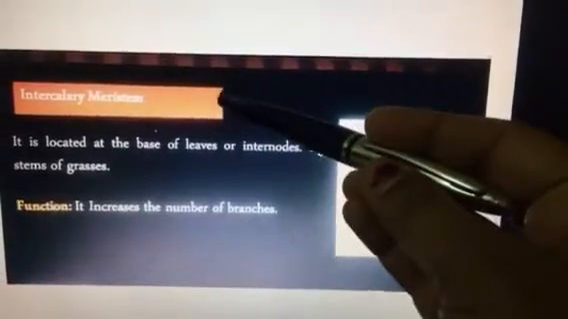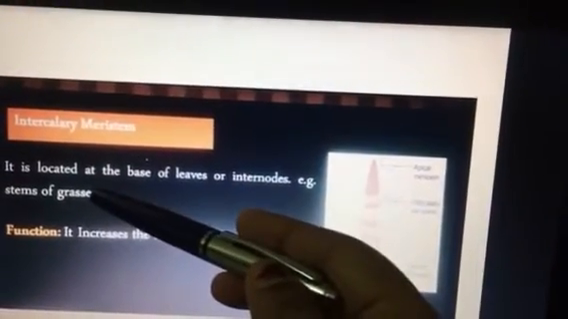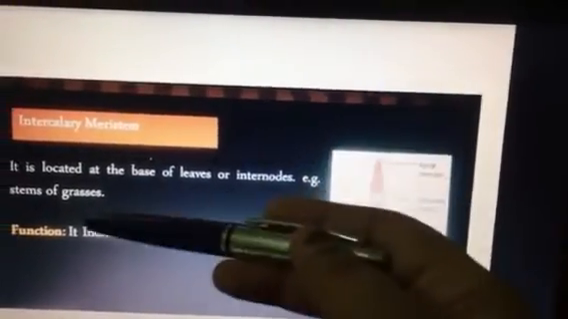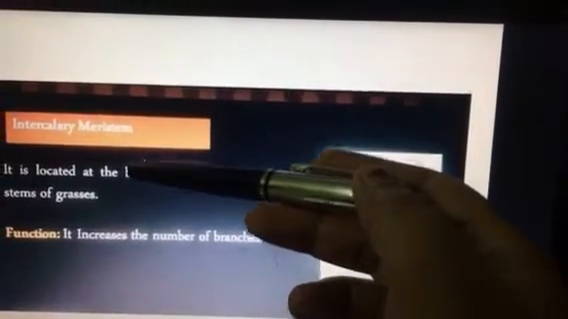What is intercalary meristem? It is located at the base of leaves or internodes. Example, stems of grasses, that is at the base of the lateral branches. From here these meristematic tissues help in the lengthening of the branch. It increases the number of branches too, because this branch doesn't grow like this, it grows like this. So that's why these meristematic tissues have an active role in branching of the branches and also the lengthening and growth of the branches.